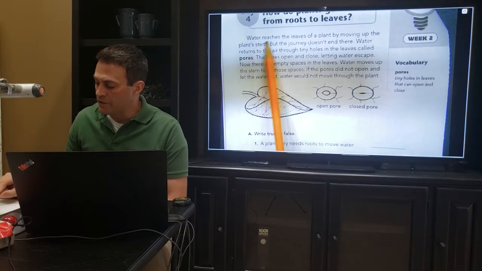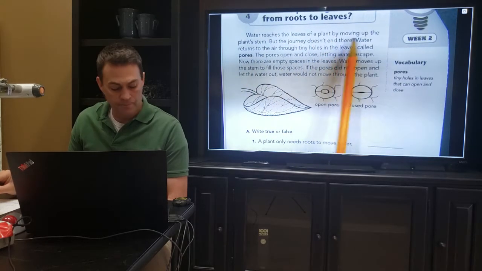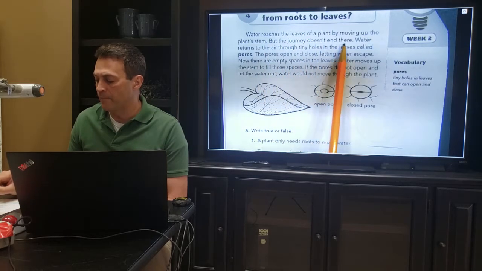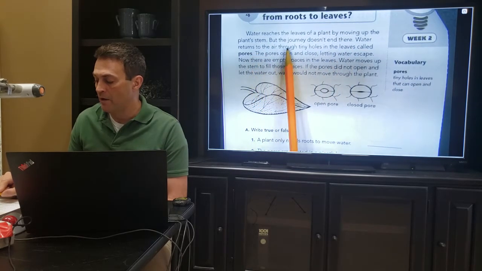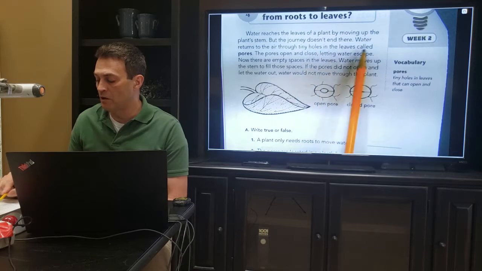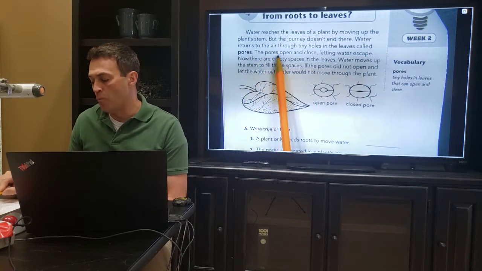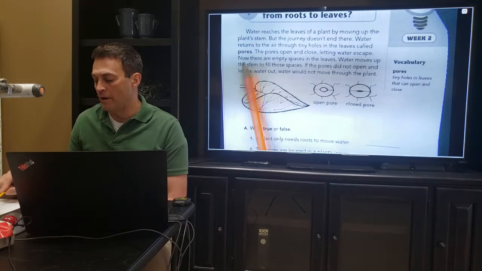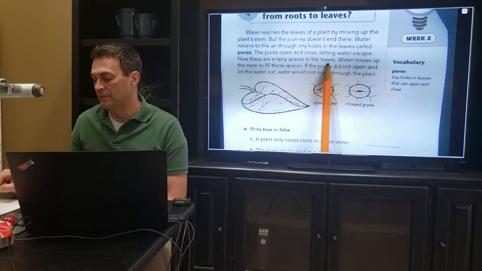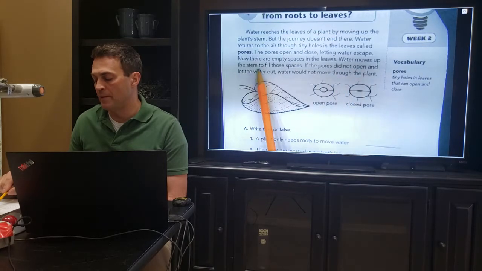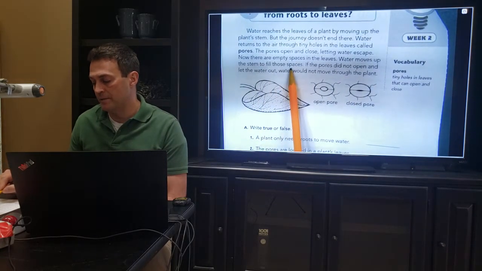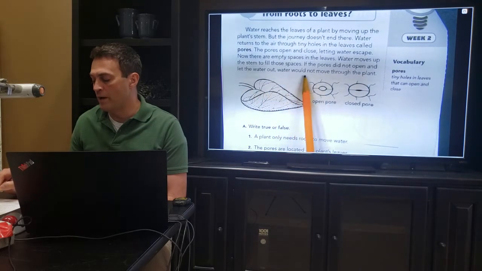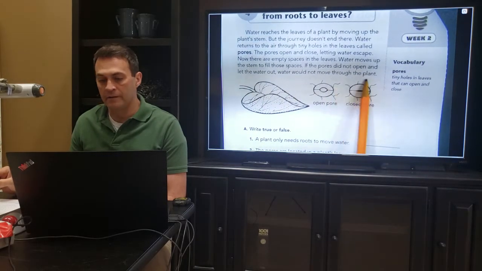All right. Water reaches the leaves of a plant by moving up the plant's stem. But the journey doesn't end there. Water returns to the air through tiny holes in the leaves called pores. The pores open and close, letting water escape. Now there are empty spaces in the leaves. Water moves up the stem to fill those spaces. If the pores do not open and let the water out, water would not move through the plant.